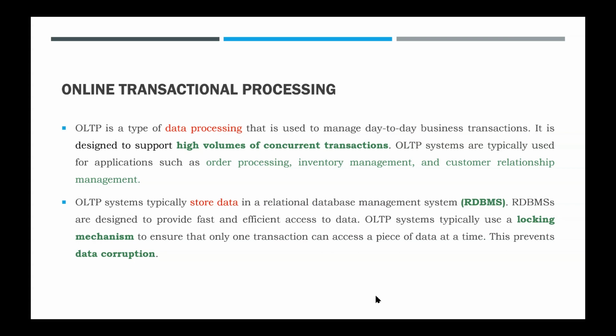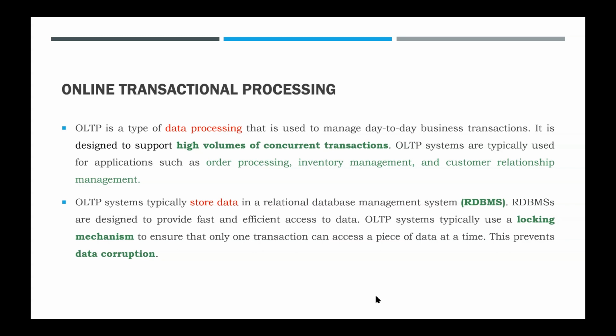An OLTP system typically stores data in a relational database. That is, we have some database, and in that, the data will be stored relationally. We have two tables, and the two tables are related. In this table we have the customer ID, and in this one also we have the customer ID. These two are combined to process, and it is designed to provide fast and efficient access to data.